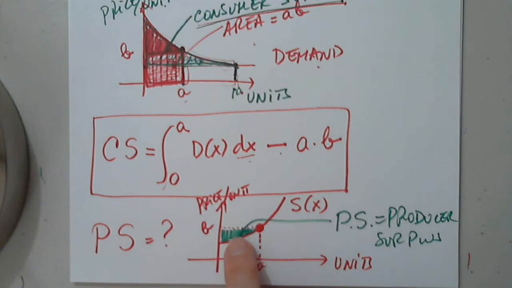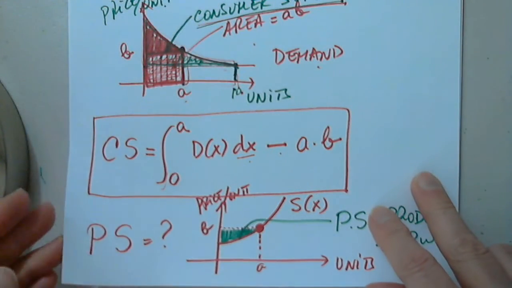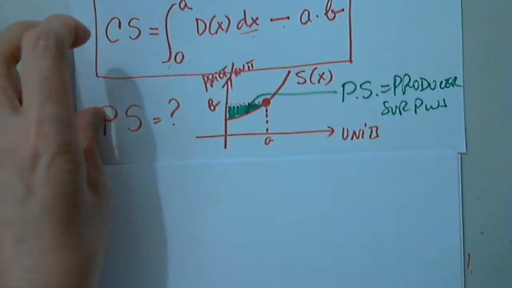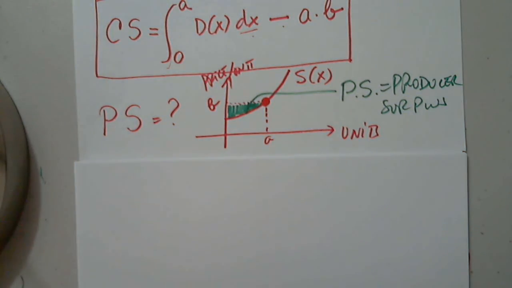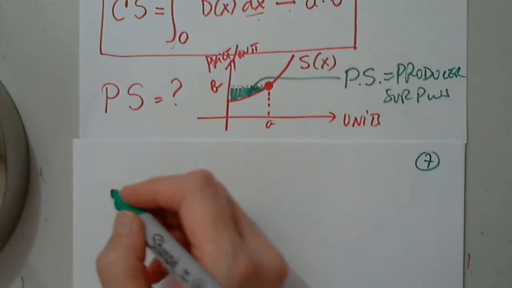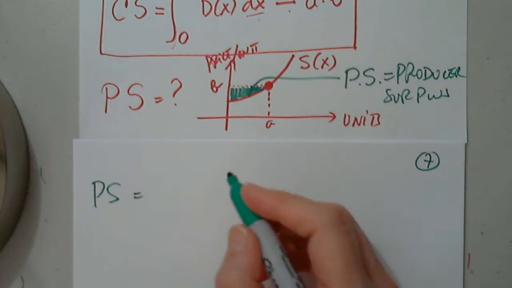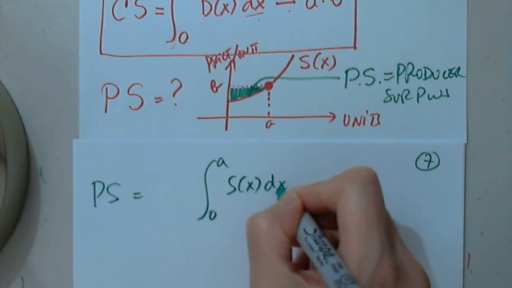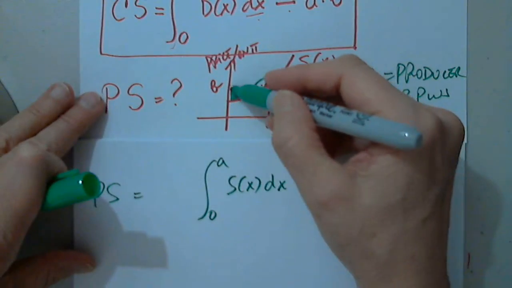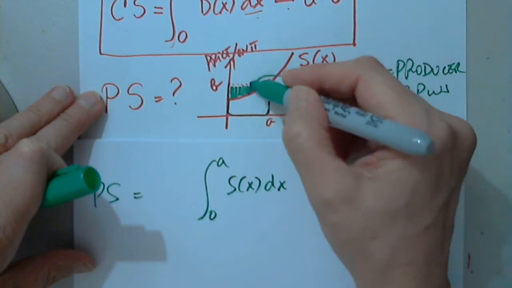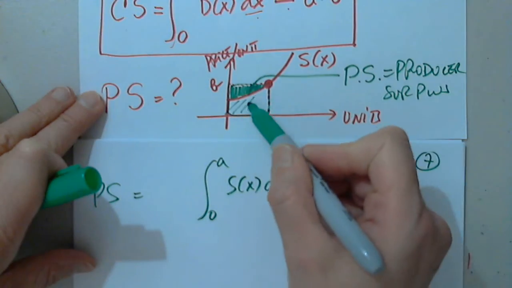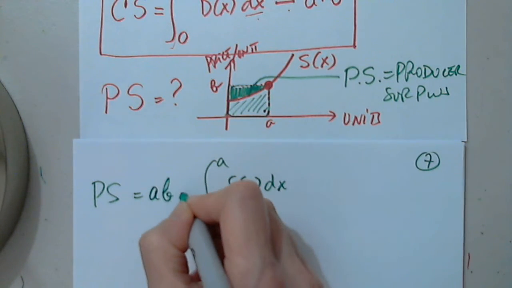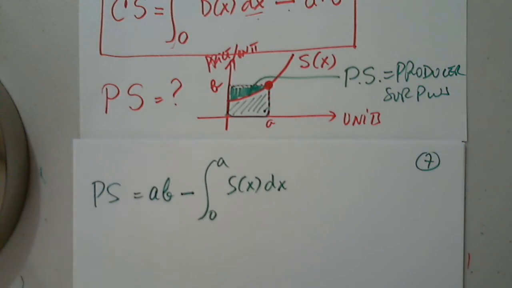But how do I determine that area? Can anyone give us a suggestion? How to determine the producer surplus? Would it be the integral from 0 to a of the supply function dx? But careful, because now I have the rectangle, so I have to subtract the area under. So it's AB minus the integral.